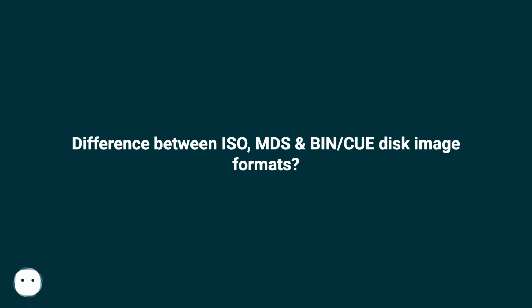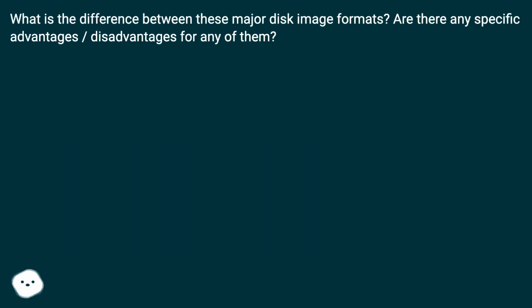Difference between ISO, MDS and bin/Q disk image formats. What is the difference between these major disk image formats? Are there any specific advantages/disadvantages for any of them?